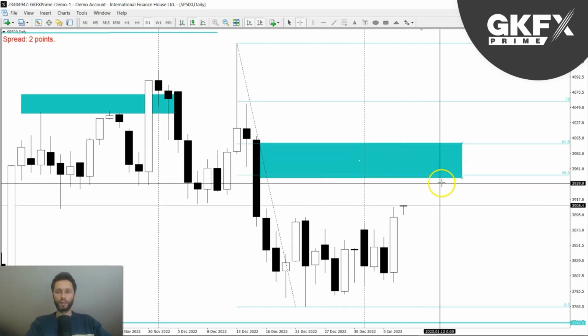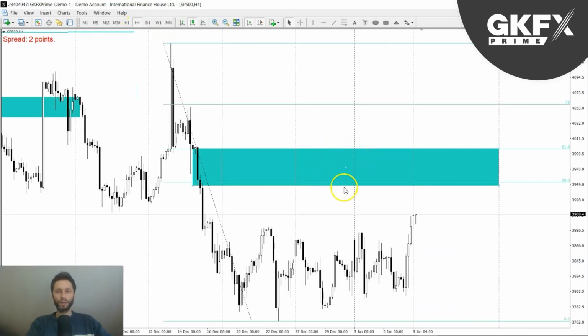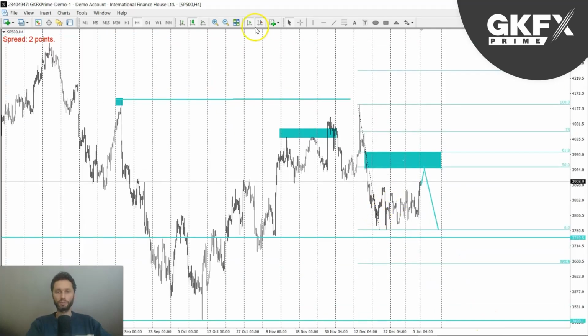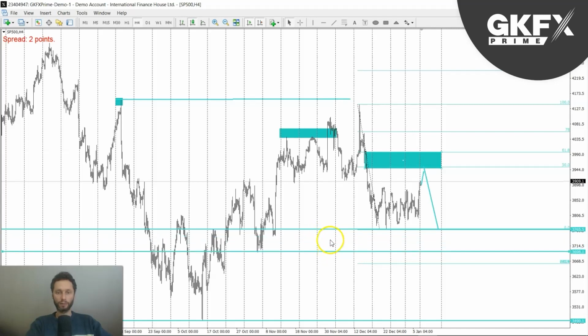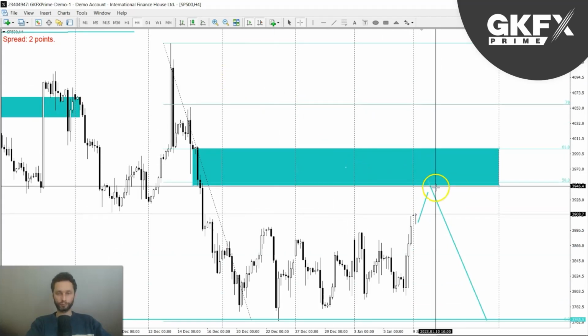So that will be a nice area to look out for. Let's look at the 4 hour. So here we are. Little push higher, some kind of reversal continuing to the downside. First level would be down here. Second level would be down here in terms of the profit targets. So we don't reach there.